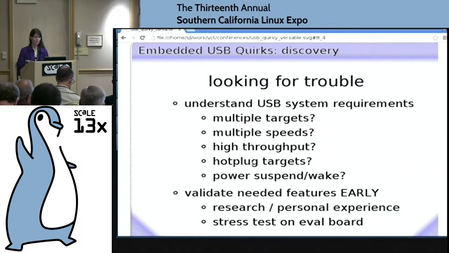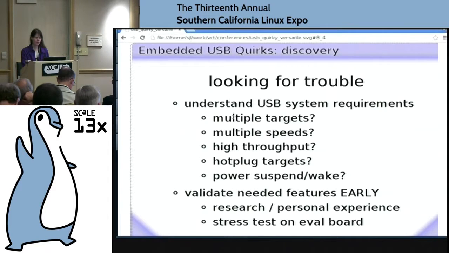Now, lacking those things, say you're using a newer, more bleeding edge platform that hasn't existed for a long time, then you're really going to need to focus on the stress testing. Get your hands on an eval board as soon as you possibly can. Do not wait until your hardware engineer has an early spin of your custom board. Use the eval board that they were using for a reference design for their hardware spin.